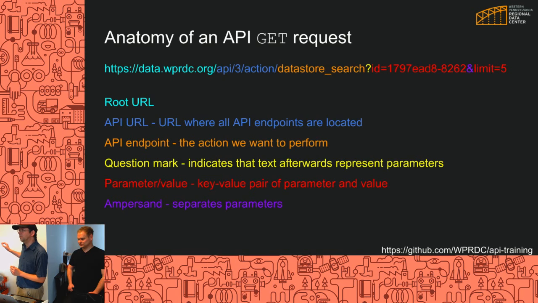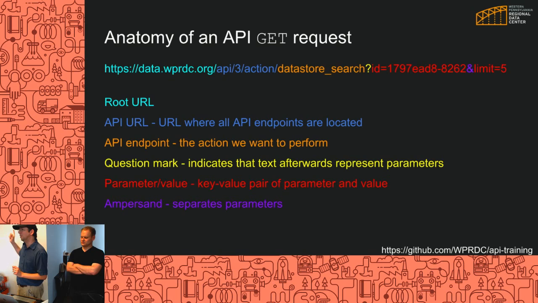So this is a very simple example of an API request. You can type this into your browser, and we're going to break down the components now. The first one in turquoise is just the root URL for the Western Pennsylvania Regional Data Center's data portal. The next blue part says go to version 3 of the API, specifically the action API. There's other things you can do in the API. Then data store search in orange, that's the endpoint. This is the particular item on the menu you're picking out.